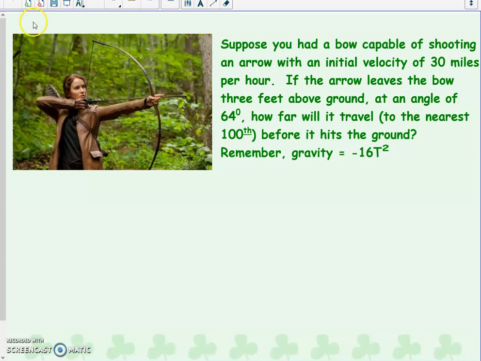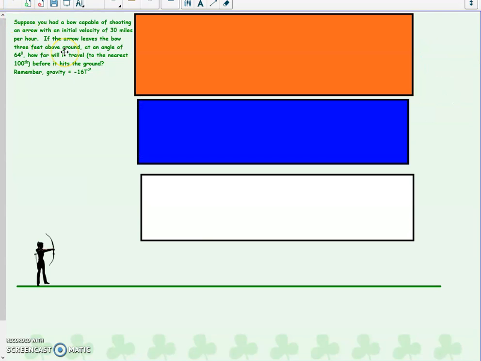Okay, problem number 1, dealing with this arrow problem. I think this is how I introduced the whole unit. So let's see what we've got here. So you're shooting the bow. So hint number 1 right here.